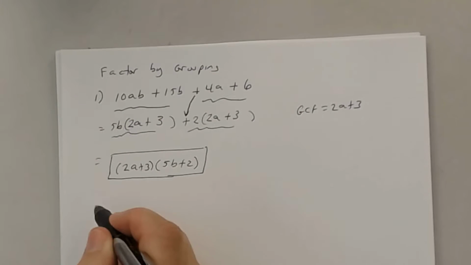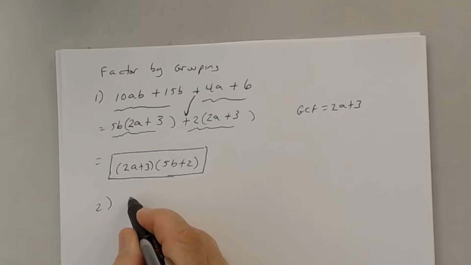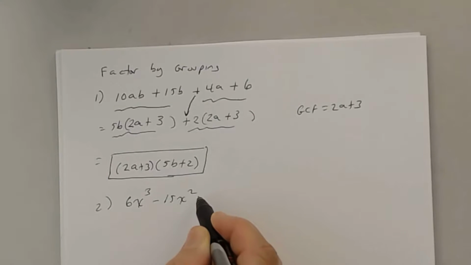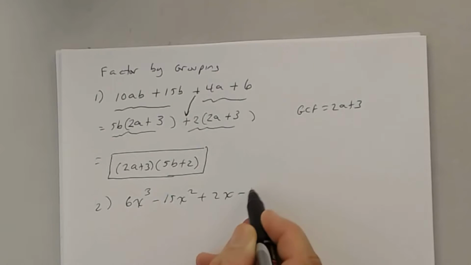Okay, number 2. Suppose we have this one. 6x cubed minus 15x squared plus 2x minus 5. All right, remember, first thing you should always do is GCF.